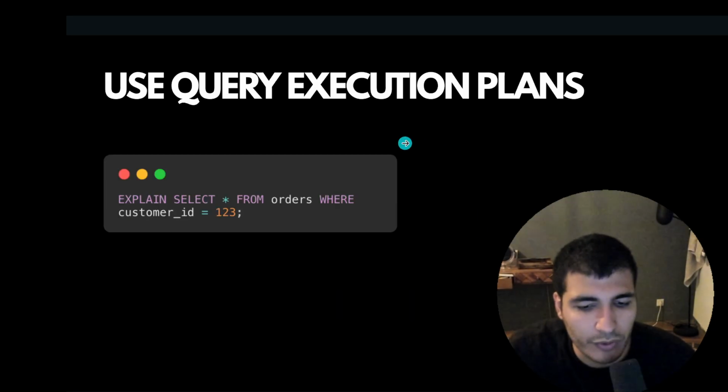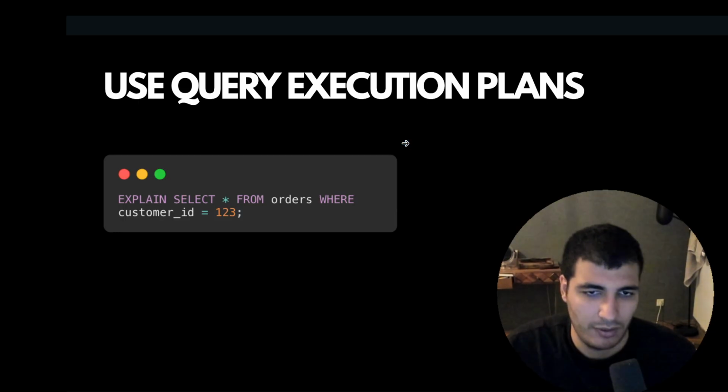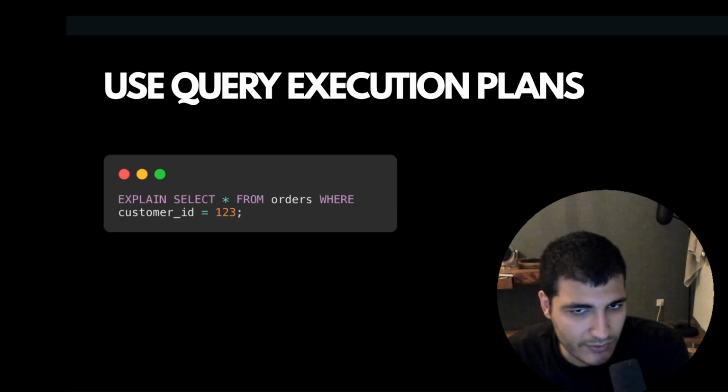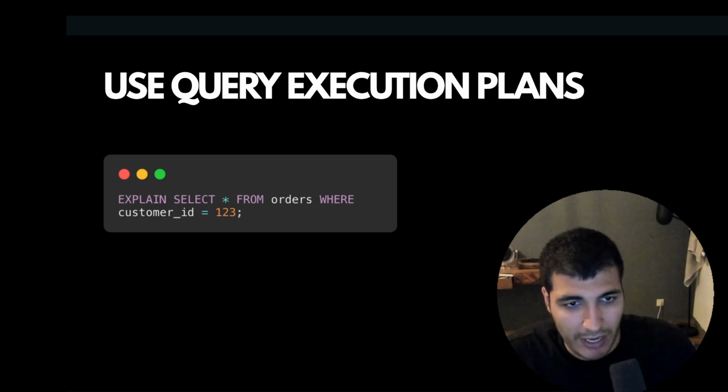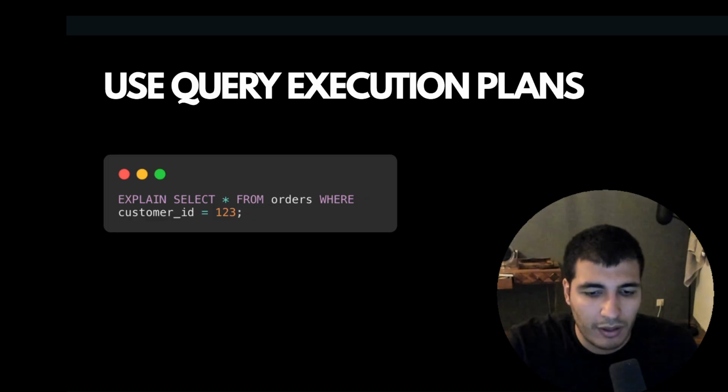Also, use query execution plans. Most database systems provide a way to see how they plan to execute your query. So there is EXPLAIN in MySQL and Postgres. Analyzing this plan can reveal slow joins, missing indexes, or inefficient table scans.